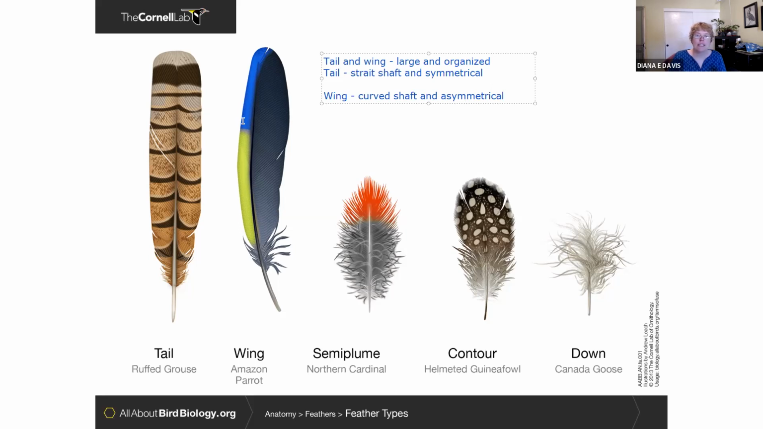So you'll often see one side is thinner than the other side of the shaft.